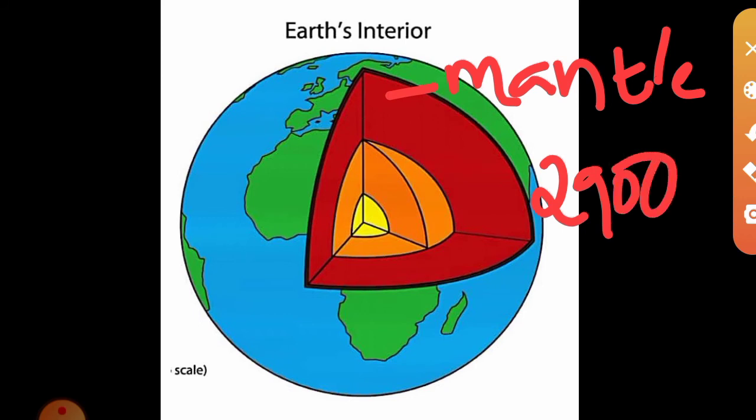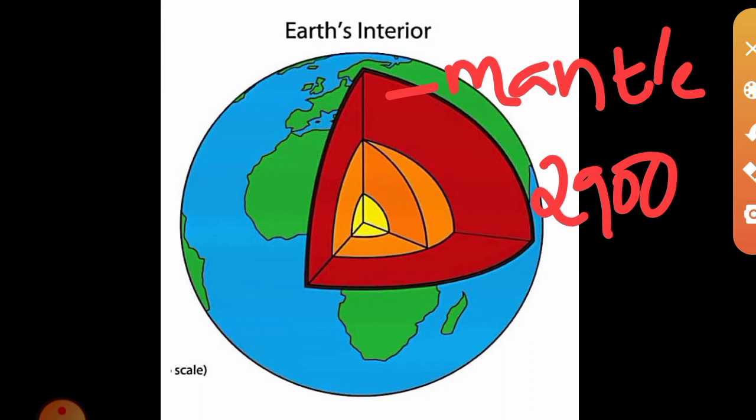2900 kilometers. That means from the crust after 35 kilometers, 2900 is the thickness of mantle. This is the thickest layer in the interior of the earth. That is about the mantle. This is the second layer, like the white part of the boiled egg I mentioned, like that mantle is the second layer. This is the thickest layer, and the thickness is about 2,900 kilometers.